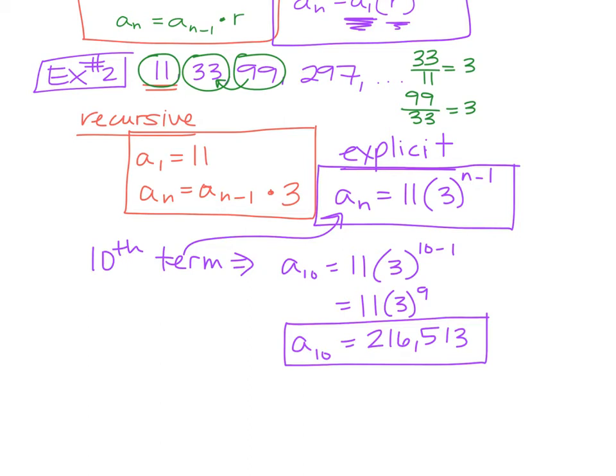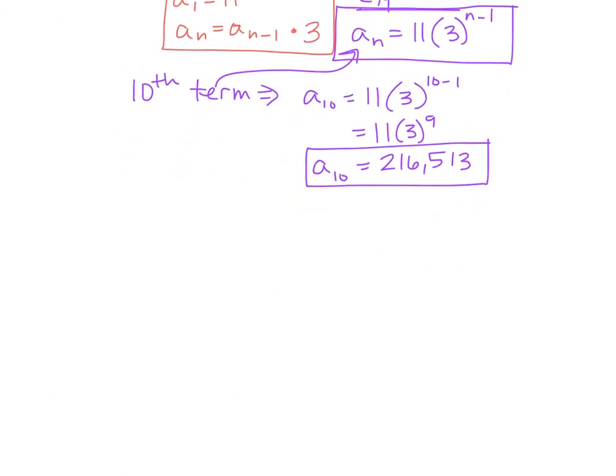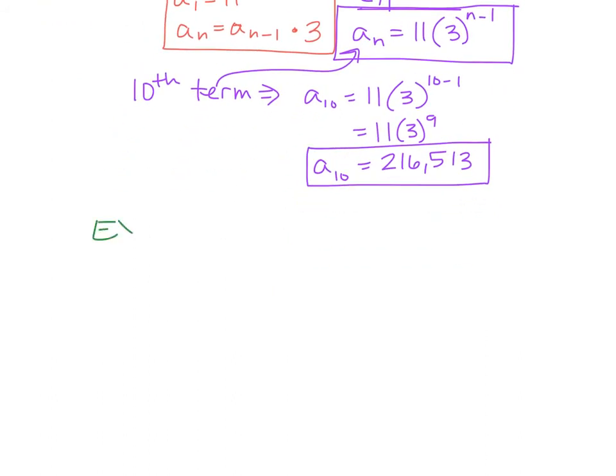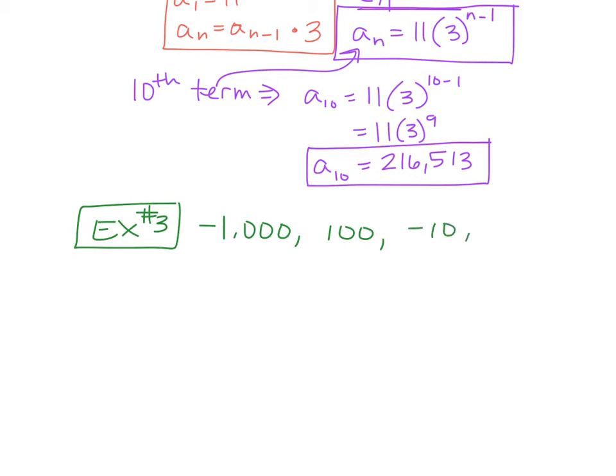Example 3. We're going to do the same thing. Find the two formulas for this sequence. So we have negative 1,000, and then 100, and then negative 10, and then 1, ... So we want a recursive and an explicit. Let's start with recursive. What do you do first for the recursive formula? A of 1. What is A of 1?